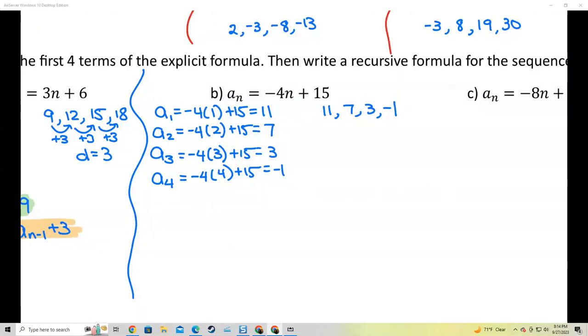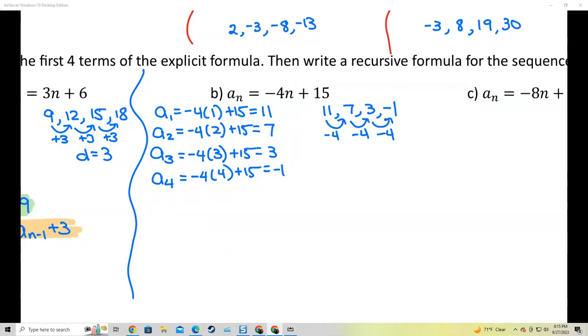What's happening each time? Well, it looks like I'm subtracting 4. And some of you are going to say, no, you're not subtracting 4, you're adding negative 4. We know it's arithmetic. It really doesn't matter at this point as long as you know. As far as the recursive formula is concerned, you know it's arithmetic because it's adding negative 4. But you can write it as subtracting 4 and it's going to work just fine. Both ways will work.